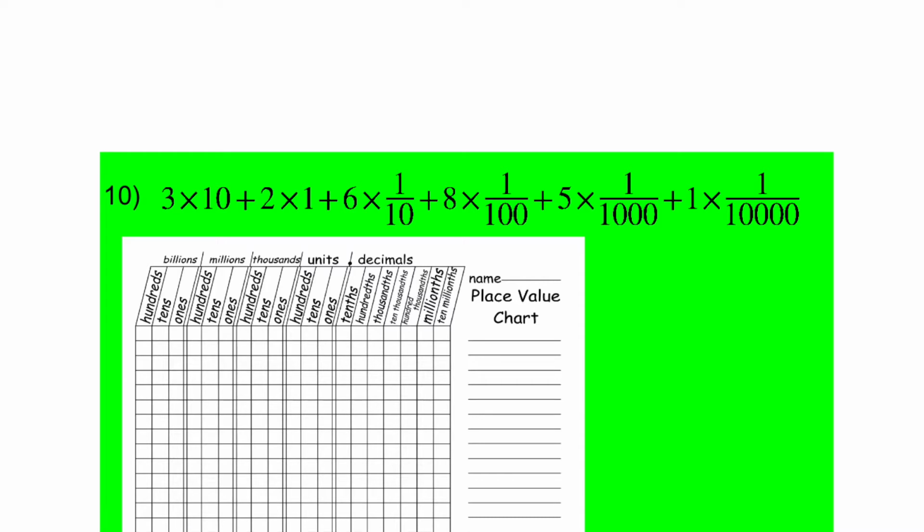We have been working on decimal numbers, the place value of those numbers, and writing those numbers in different forms. Today what we did in class is we took numbers that were in expanded form and wrote them in standard form. You see a number like this, it looks very complicated, but when you break it down into its parts like this, if we go slowly, it's not too bad.